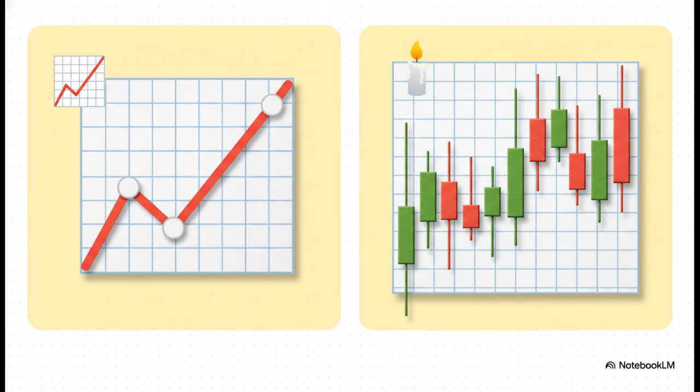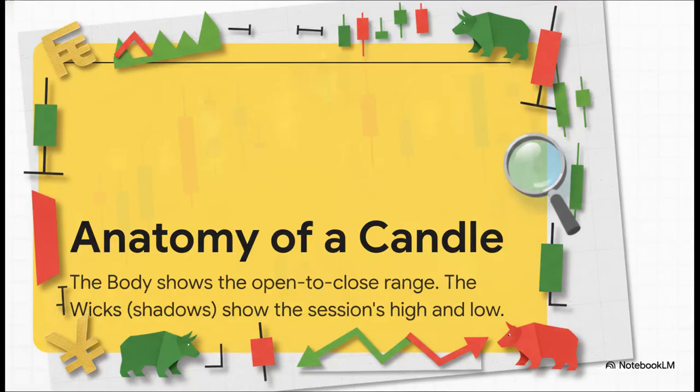A standard line chart, yeah, it's just connecting the dots of closing prices. It's simple, but it hides all the action, all the drama. A candlestick chart, on the other hand, gives you everything. The open, the high, the low, and the close. You get the whole story of the fight for that session. So how do we read this story?